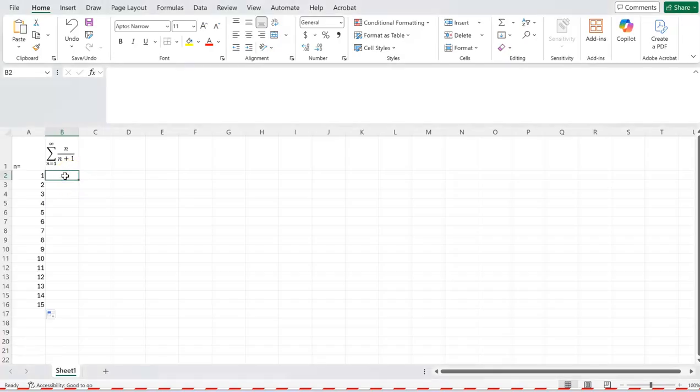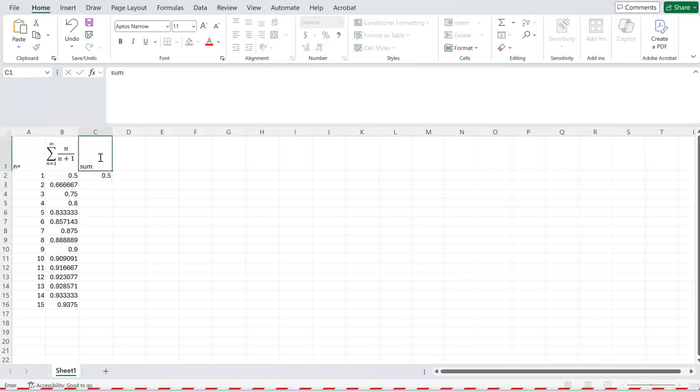So I'm going to let this column represent the terms of the sequence. So this will be equal to n divided by n plus 1. So when I plug in a 1, I'm going to get 1/2, excuse me. When I plug in 2, I'm going to get that 2/3. And this is going to be my sum. This is the sum. So it will be equal to this plus this.